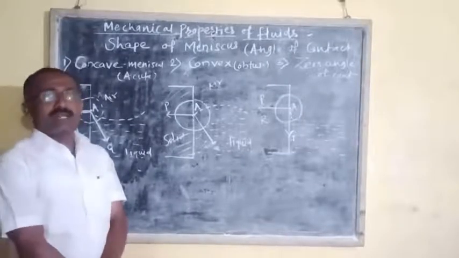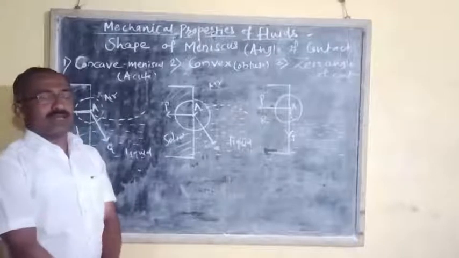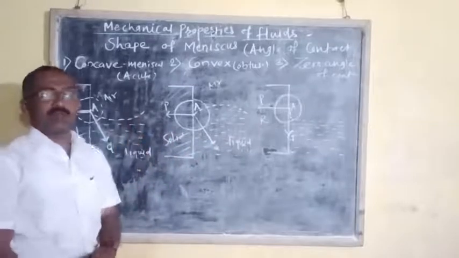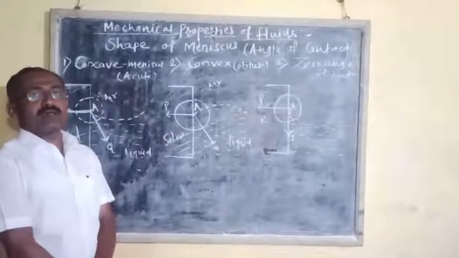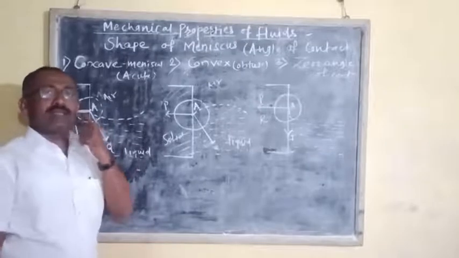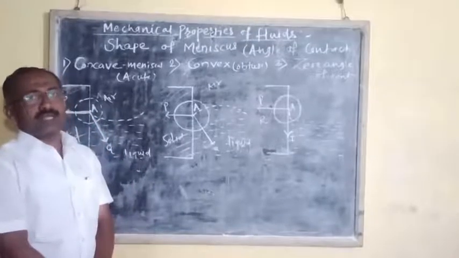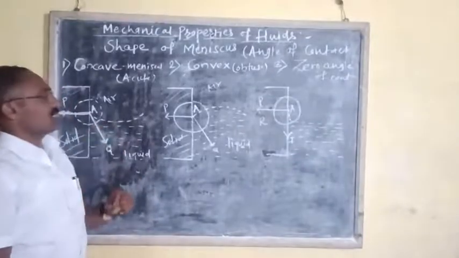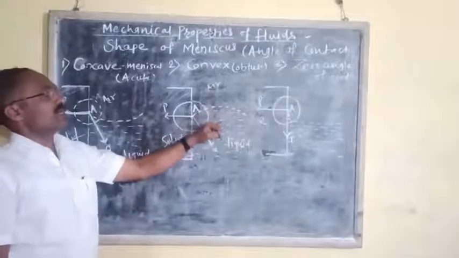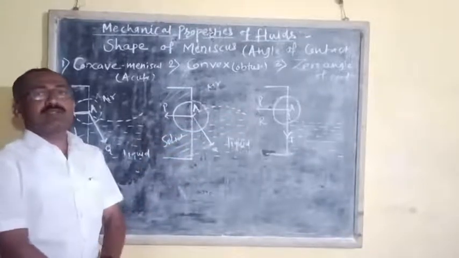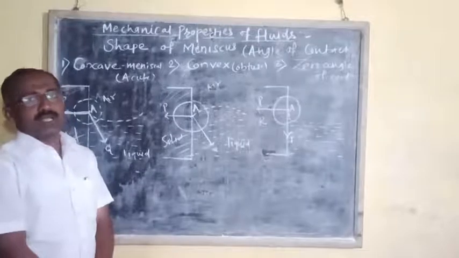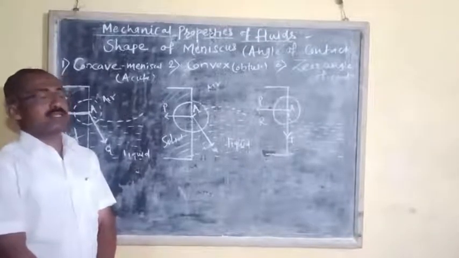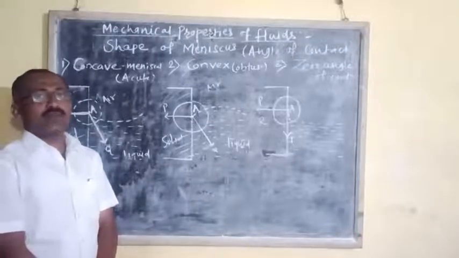Now when liquid is in contact with solid, in some cases the free surface of a liquid is not horizontal. In some cases the surface will be a concave meniscus, in some cases it will be a convex meniscus, and in some cases it will be horizontal or plane. This concave, convex or horizontal surface or meniscus depends upon the angle of contact.